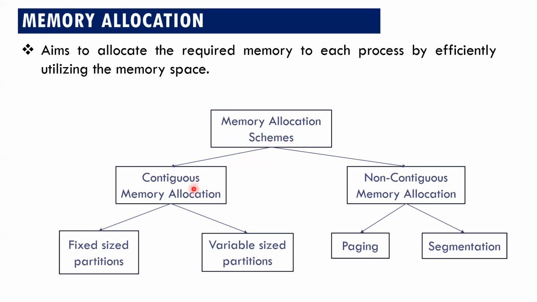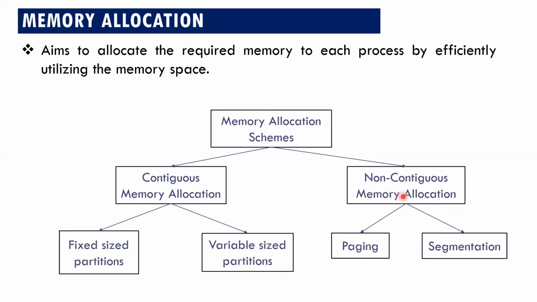One is contiguous memory allocation and the other one is non-contiguous memory allocation. In case of contiguous memory allocation, each process will be allocated a contiguous set of memory locations. That means each process will be allocated an adjacent set of memory locations. And again, contiguous memory allocation can be implemented either by using fixed sized partitions or by using variable sized partitions.